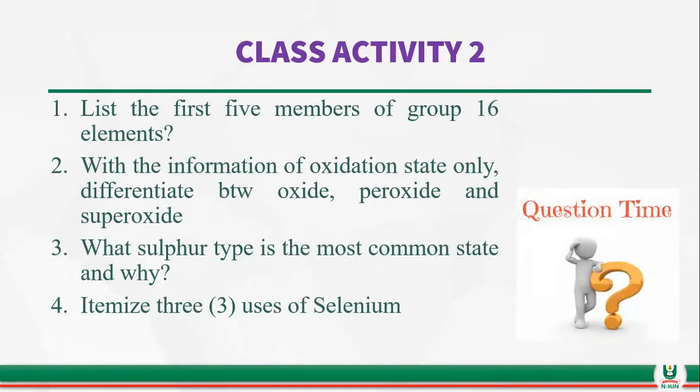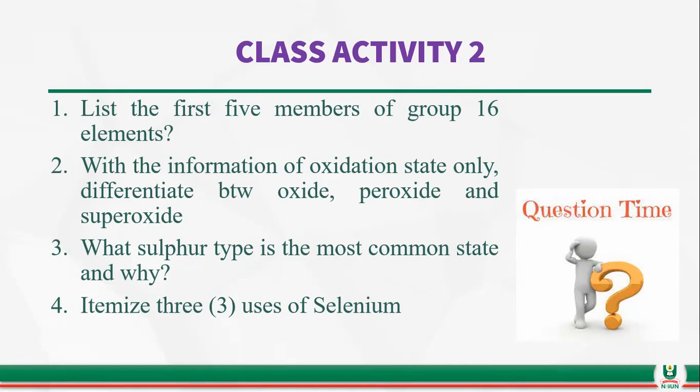So these are other activities which you can try before our next class. And if you have any issue in any of this, then you can let us know. These are the first five members of group 16. That should not be difficult anymore. The first member is oxygen, then sulfur. After sulfur, we have selenium, we have tellurium, and it goes on like that till you get to polonium.